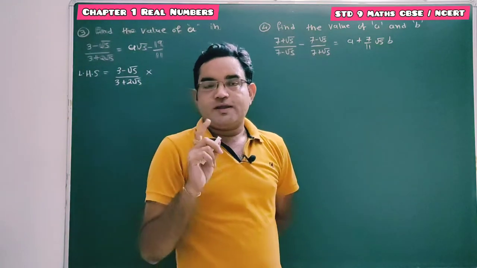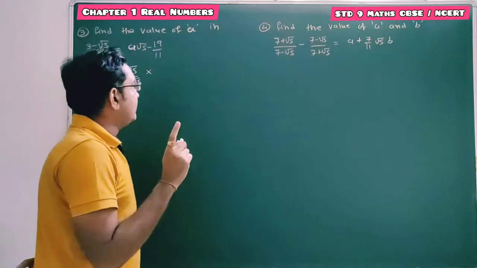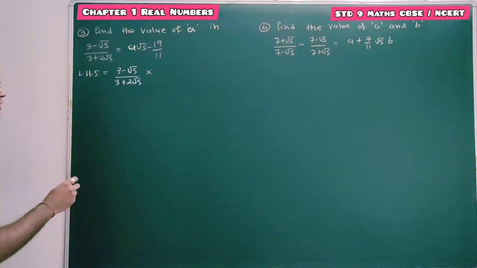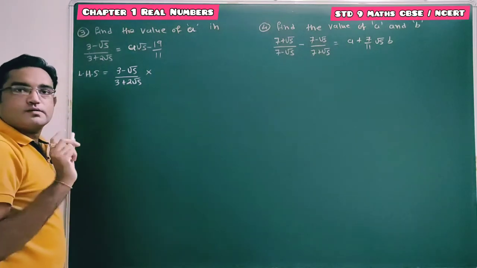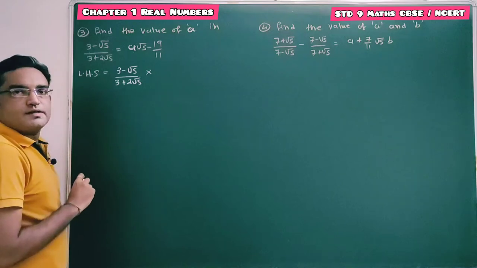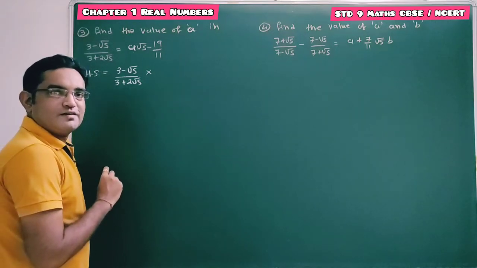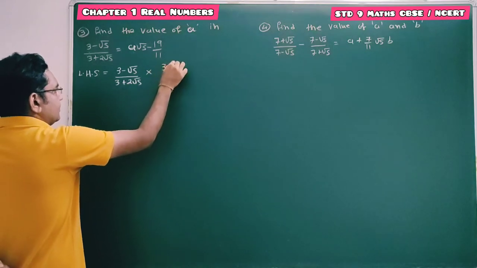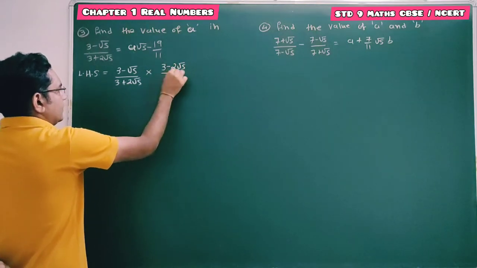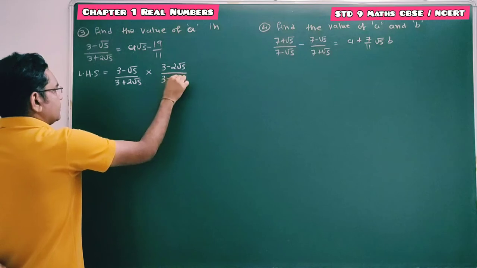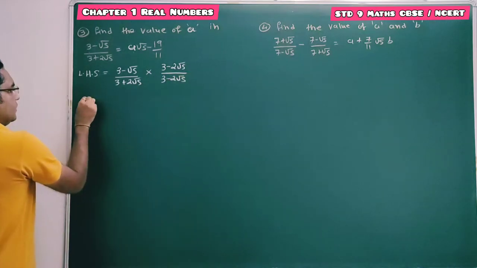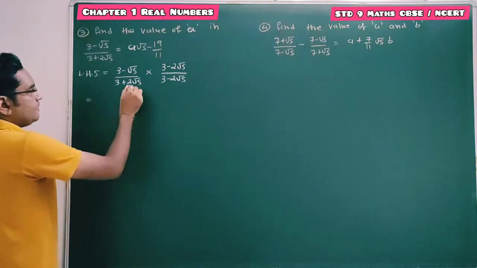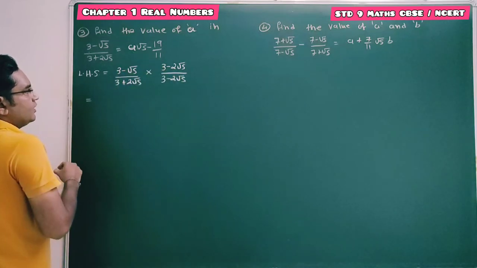Whenever the denominator is an irrational number, we have to convert that irrational number into a rational number. For that we have to perform rationalization, and for rationalization we require a rationalization factor. Here, for this denominator, the rationalization factor is (3 minus 2 root 5) upon (3 minus 2 root 5). Now this is equal to performing multiplication on the numerator.